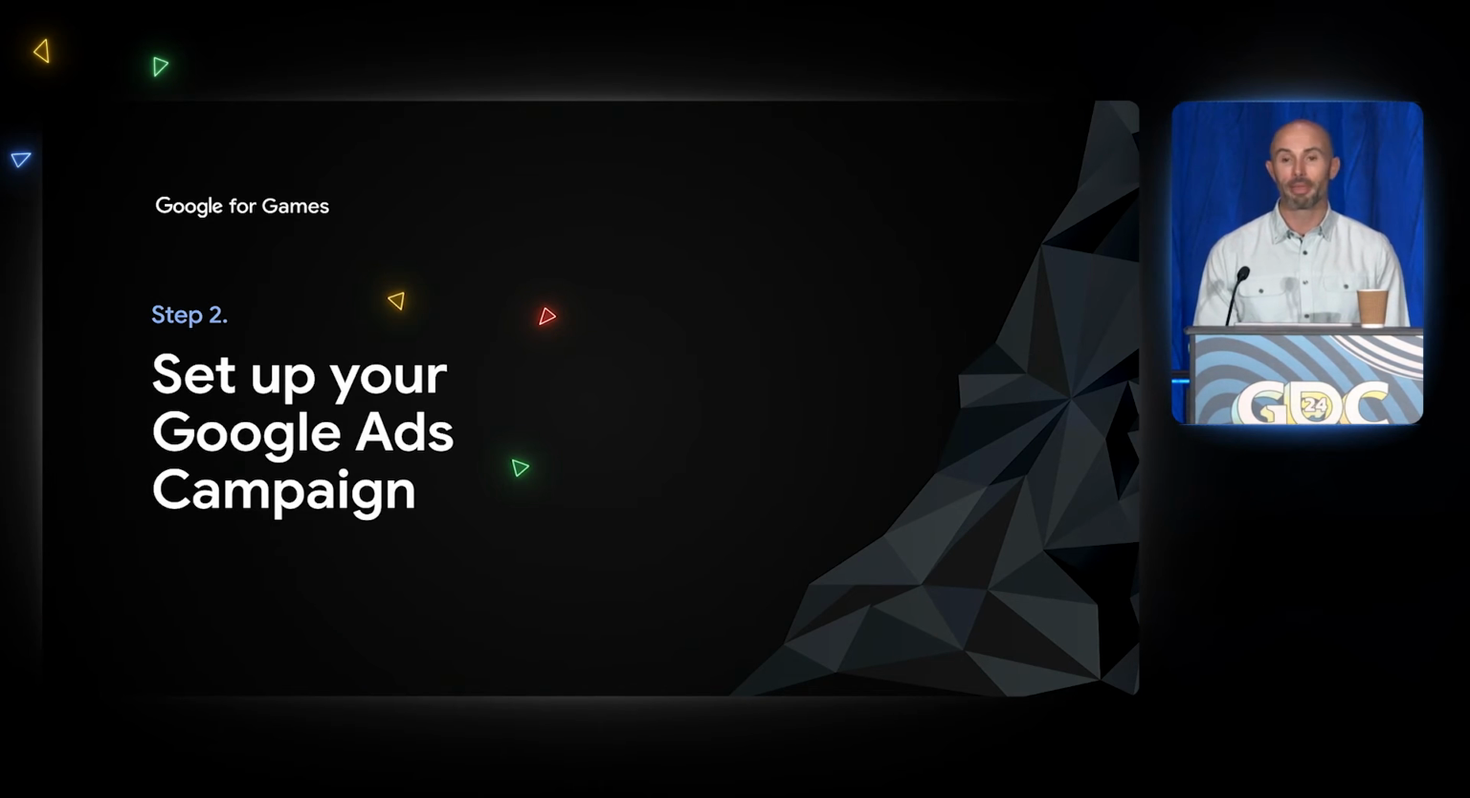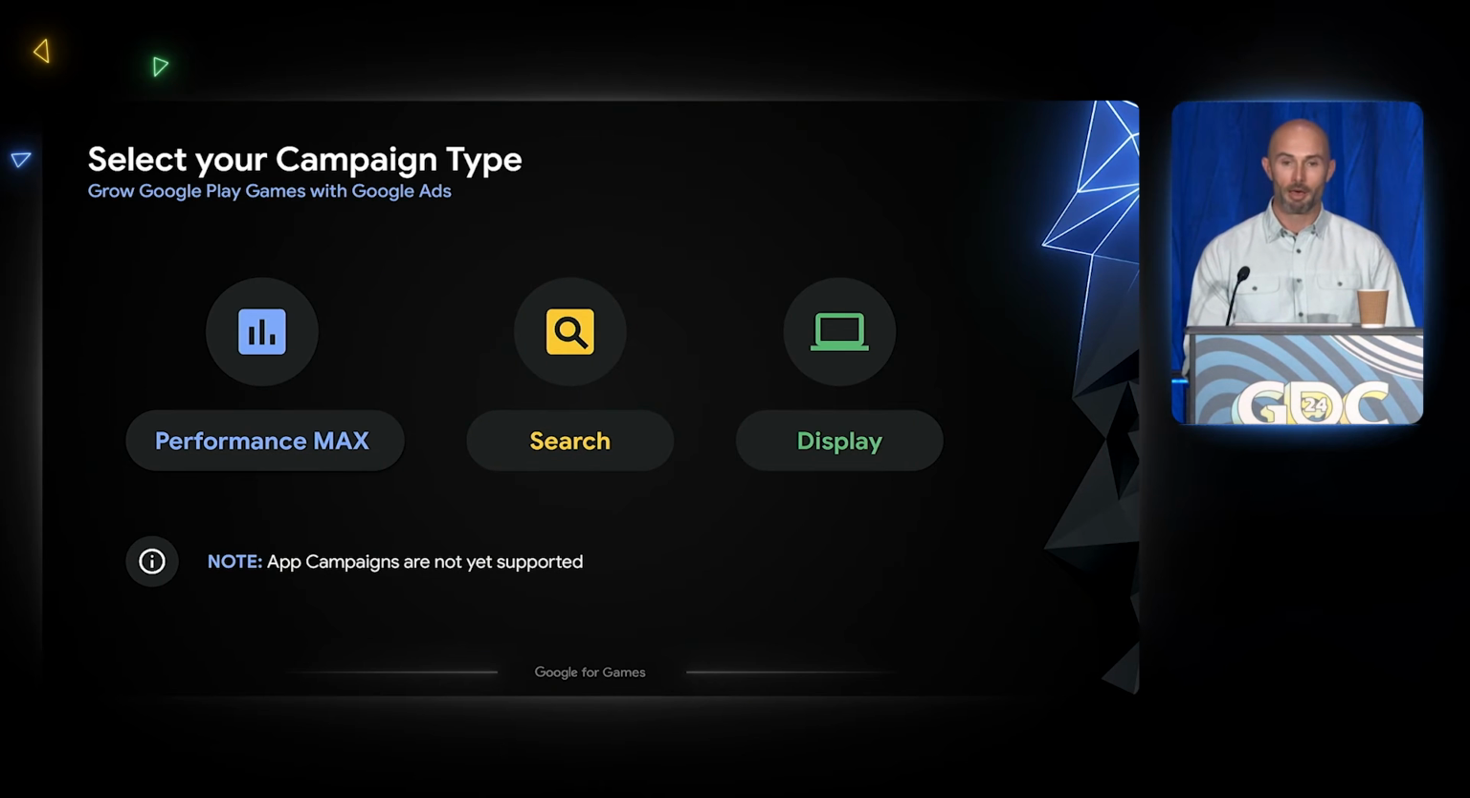So let's start with the campaign setup. Advertisers can target Google Play Games users utilizing several Google Ads campaign types, including Performance Max, Search, and Display. Please keep in mind that app campaigns cannot be leveraged in this case, since these target mobile device users.